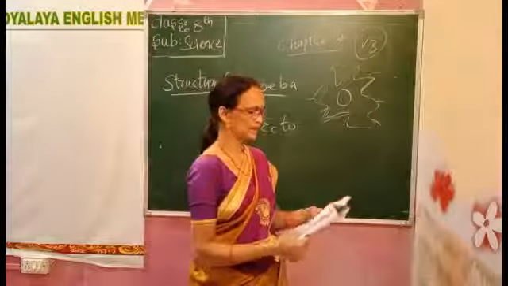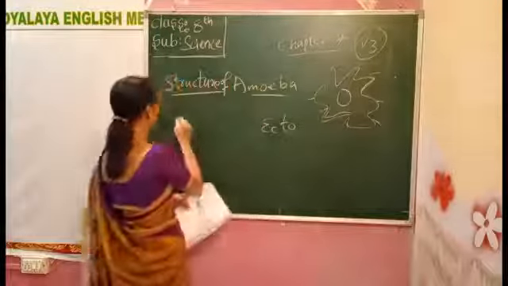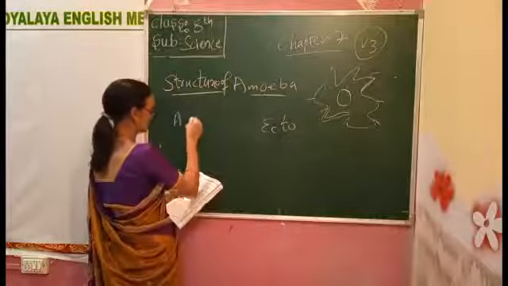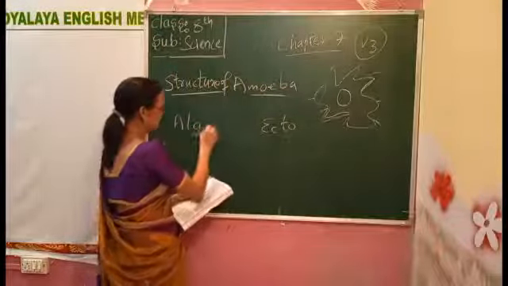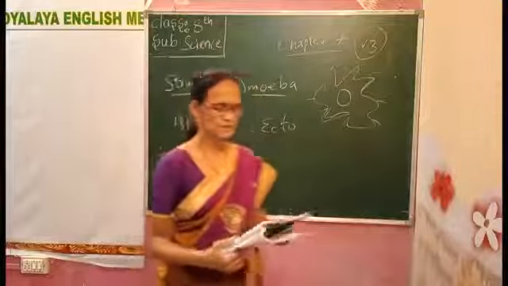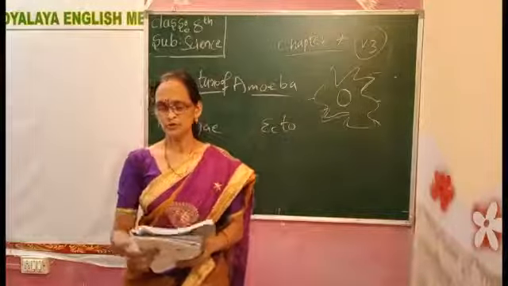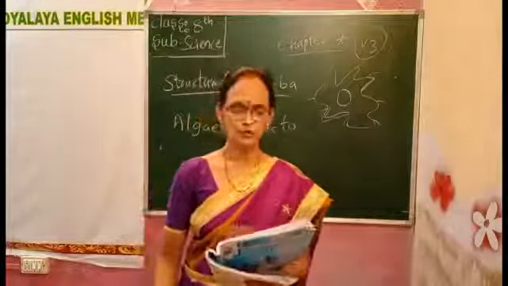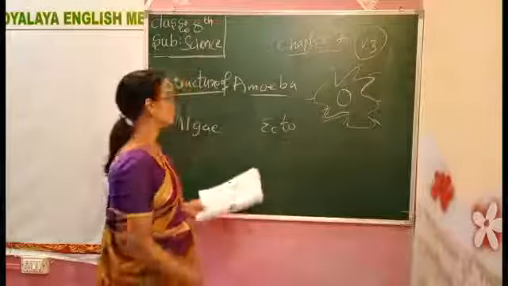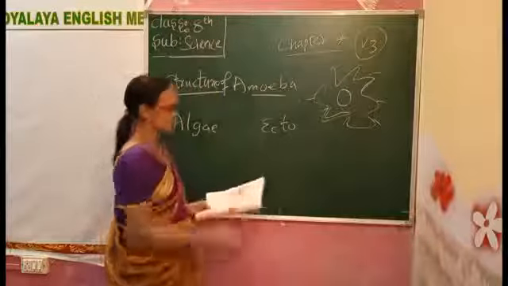Next, algae. Another type of microorganism is the algae. It is unicellular or multicellular, eukaryotic, and can carry out photosynthesis. This algae can carry out photosynthesis. It can prepare its own food.